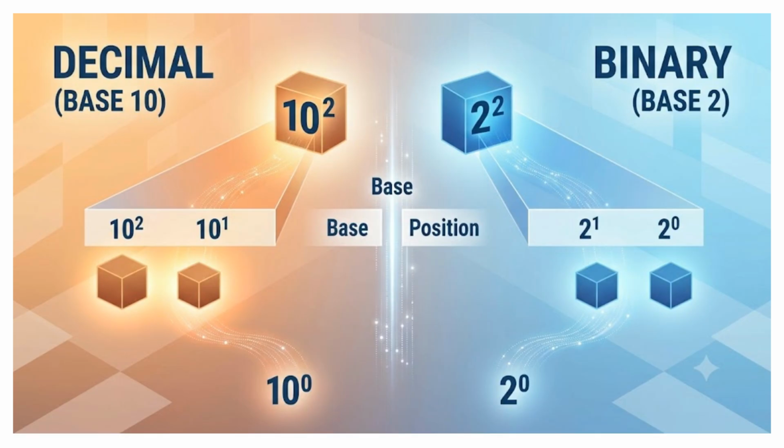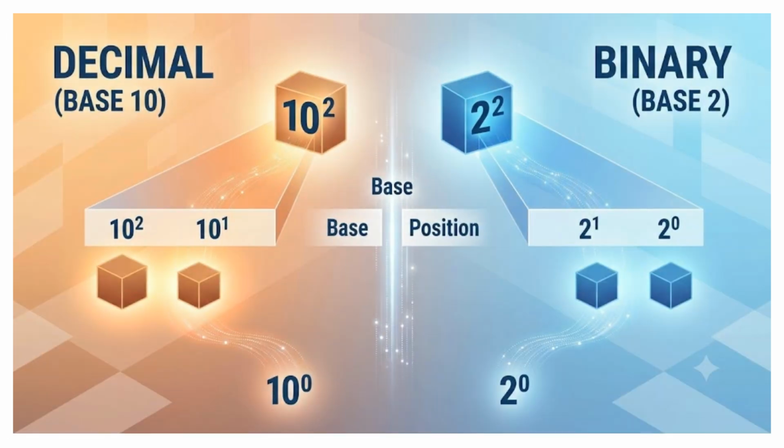On the left is decimal, also known as base 10. Decimal uses 10 different digits, from 0 to 9. Its place values are based on powers of 10, such as 10 to the power of 0, 10 to the power of 1, and 10 to the power of 2. On the right is binary, also known as base 2. Binary uses only 2 digits, 0 and 1. Instead of powers of 10, binary uses powers of 2, such as 2 to the power of 0, 2 to the power of 1, and 2 to the power of 2.